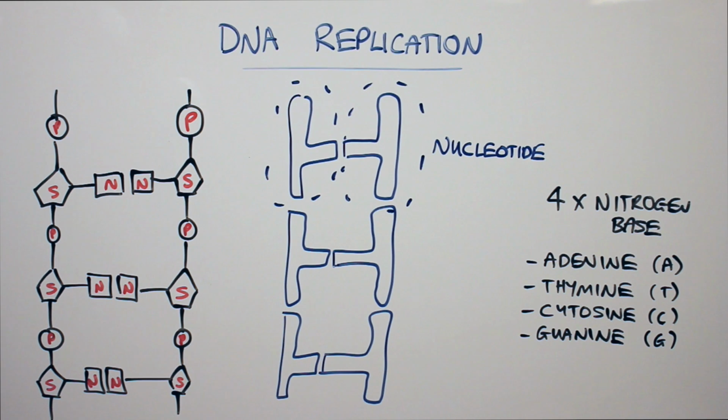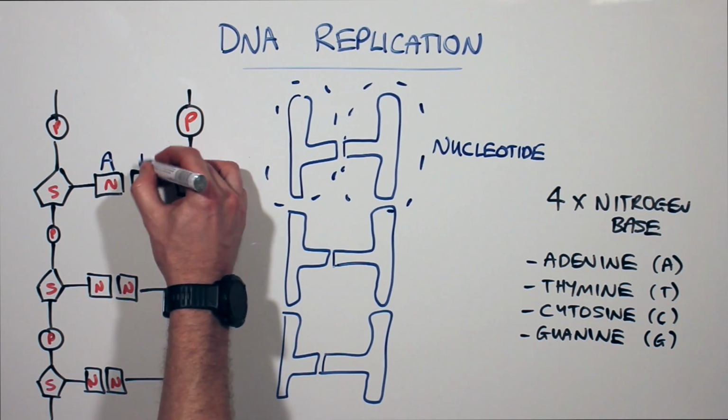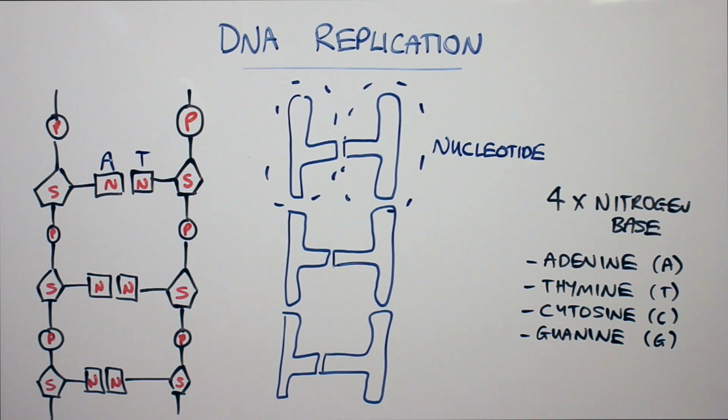So if I was to add some extra labels onto my drawing over on the left hand side here, and for example if I put an A over here, I know that the nitrogen base that would pair up with it would be the T, which is the thymine.